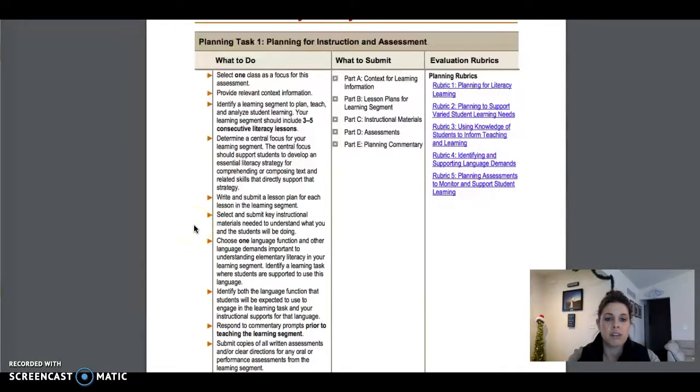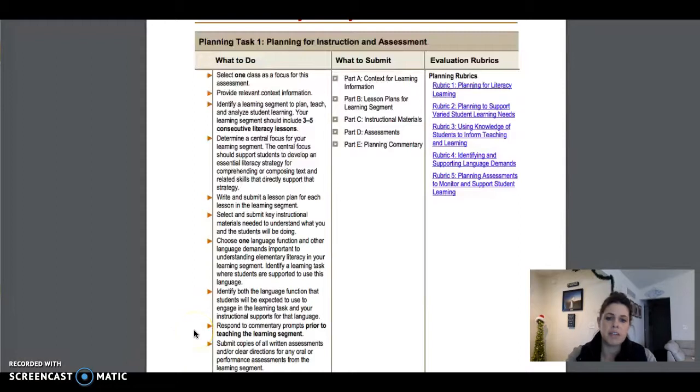Select and submit instructional materials that you're going to need. Choose one language function that you're going to need them to know and understand by the end of your learning segment. And so we'll talk about what a language function is. Identify both the language function that students will be expected to use and engage in the learning task, and your instructional supports for that language. So you're identifying the language function and what the supports are for students to be able to learn that.